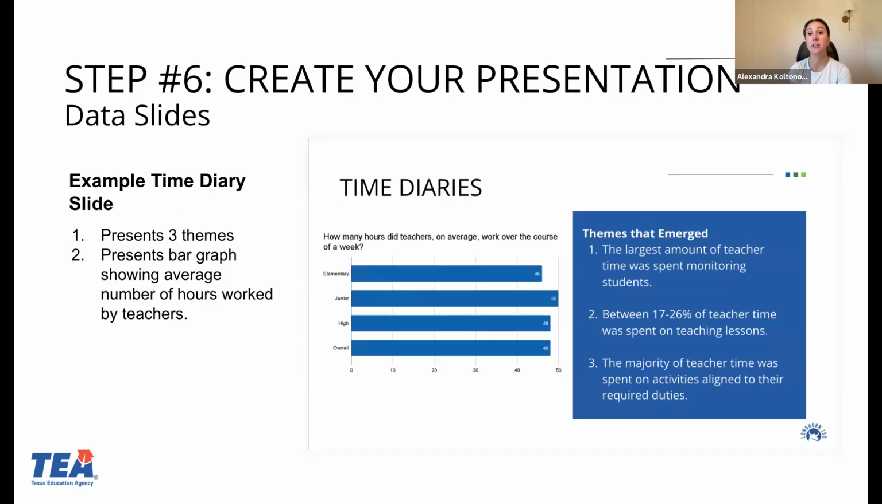This example is showing a potential time diary slide. So again, showing the 3 themes: the largest amount of teacher time was spent monitoring students. Between 17 and 26% of teacher time was spent on teaching lessons. The majority of teacher time was spent on activities aligned to their required duties. And then we presented how many hours teachers on average worked over the course of a week, again showing by campus and then overall, to be able to again emphasize those themes.